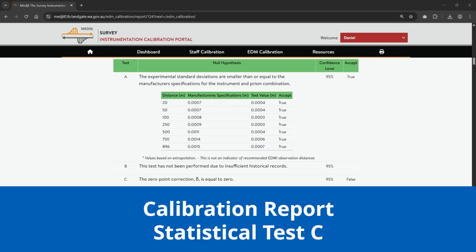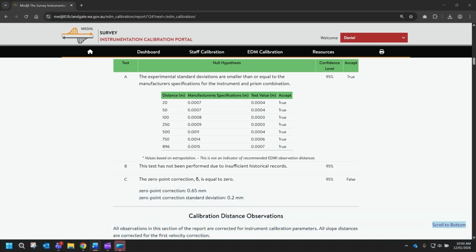Then we have statistical test C, which looks to test if the 0-point correction, also known as the index correction, is statistically insignificant. I think you'll mostly find that this will fail, representing that statistically speaking, you should correct for your 0-point correction if you're able to. As such, for this test, you basically just need to confirm that you're comfortable with the amount you see here for your 0-point correction.